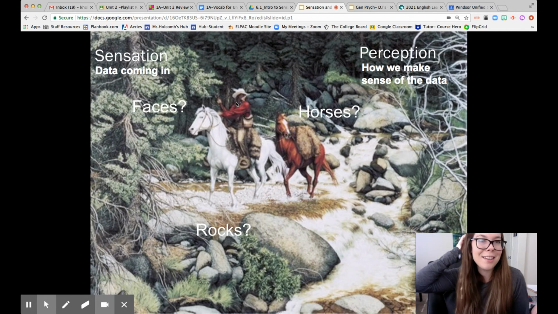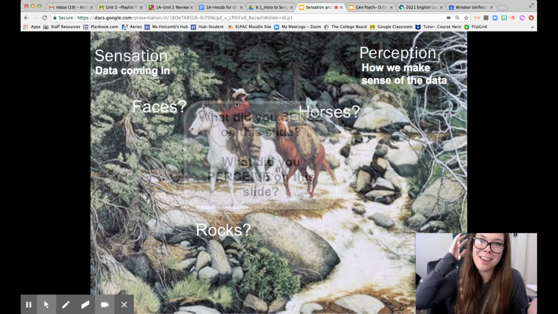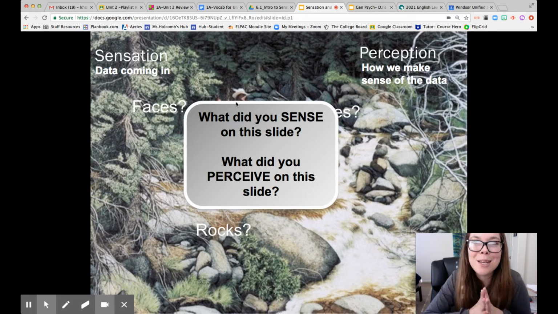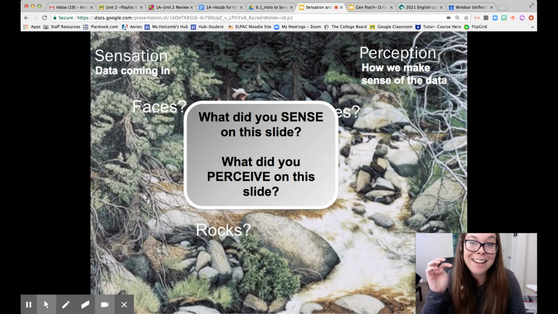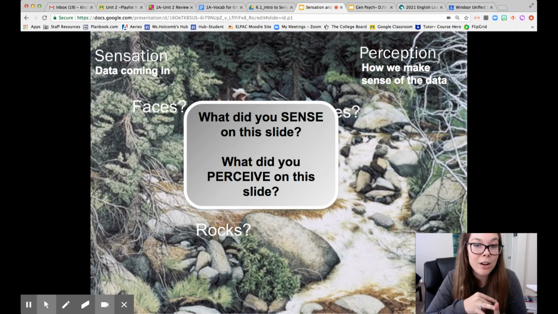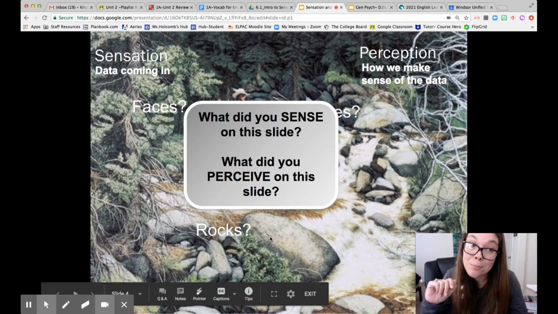So when you look at this, the first thing I want you to think of is, what did you see on the slide? Did you see anything other than what was there? Okay, and this is usually done in class. So sensation is the data coming in. And so for example, I see rocks, I see water, I see green, I see branches. But did anyone see faces? Because there's hidden faces in here, and that is perception.